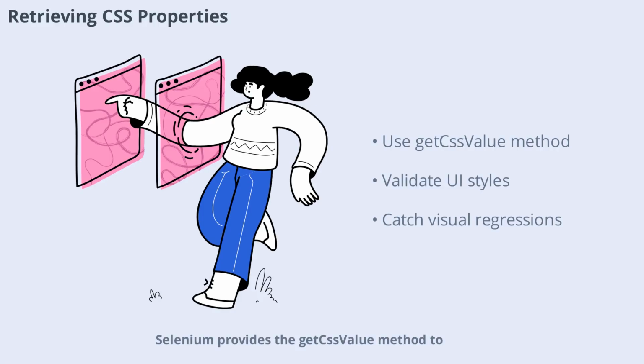Selenium provides the getCssValue method to retrieve CSS properties of web elements. This is particularly useful for validating UI styles, such as colors, fonts, or dimensions, ensuring that the application meets design requirements. For example, you can check the background color of a button or the font size of a heading. By automating these checks, you can catch visual regressions early in the development cycle. This technique is valuable for both functional and visual testing, making your test coverage more comprehensive.